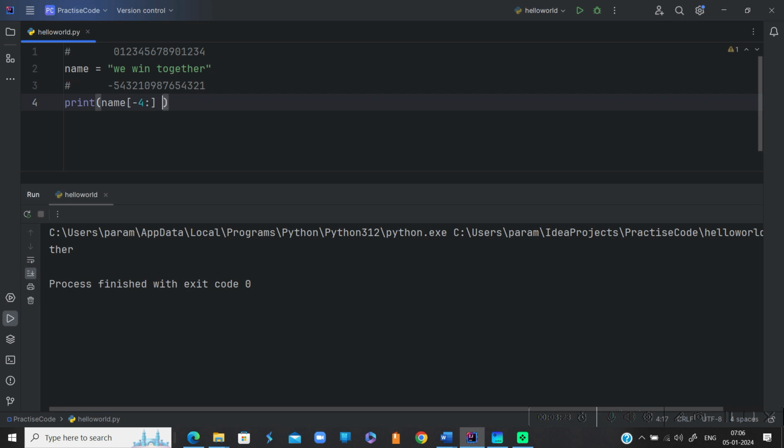I will try to concatenate with another string. What happens? We will check it out. Okay, it is giving an output. This is all about negative numbers in slicing. See you in the next session.